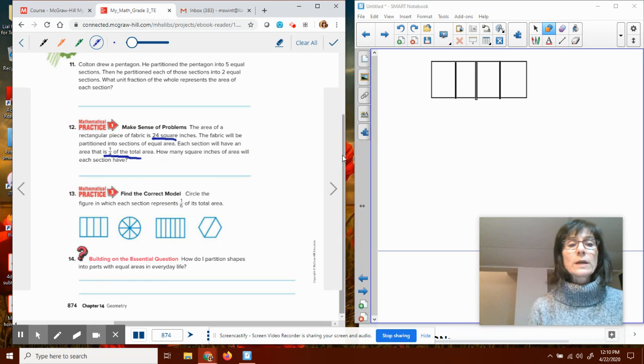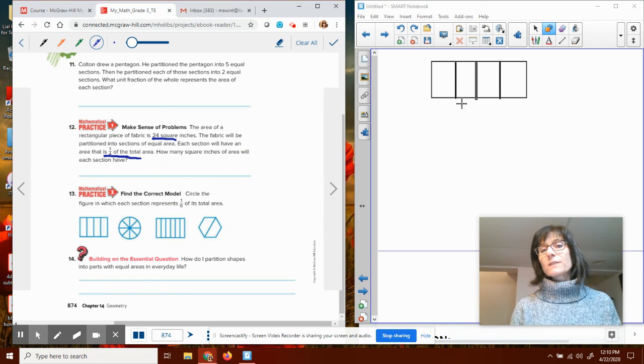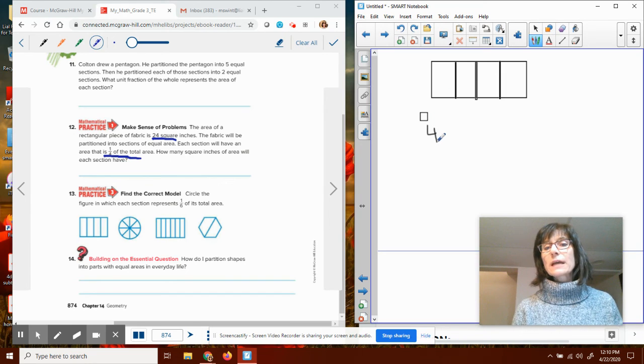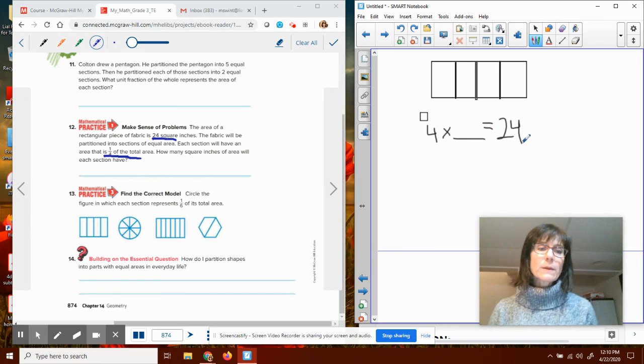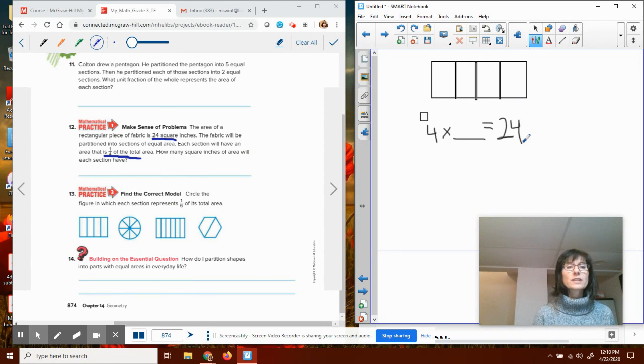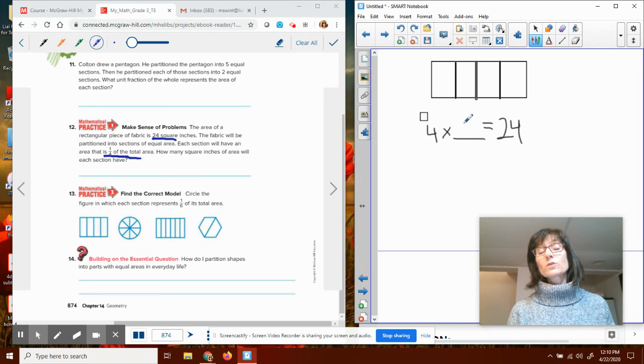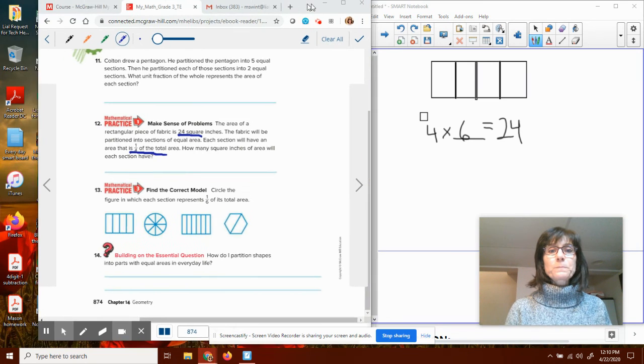What you can do is we need to know, it's 4 times what? 1/4 is 24. 4 times what is 24? Well, if I'm looking at this, I know each section is going to be 24 divided by 4, which is 6. So if I would go ahead and answer how many square inches of area each section will have, we would be putting 6 square inches into each of these areas. So let's go ahead and try that.